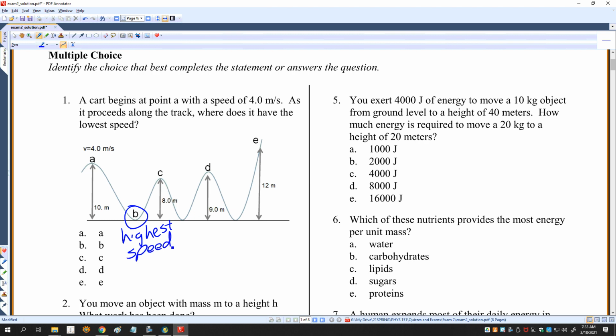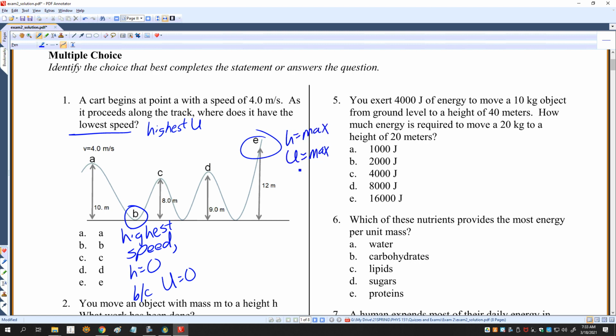Where it has the highest kinetic energy is where it has the lowest potential energy. So it has the highest speed when h is equal to 0 because the potential energy is equal to 0. So now I'm looking for where I have the lowest speed is where I have the highest potential energy. So that's going to be up here because up here h is at its max. That means U is at its max. That means that the kinetic energy is at its minimum.